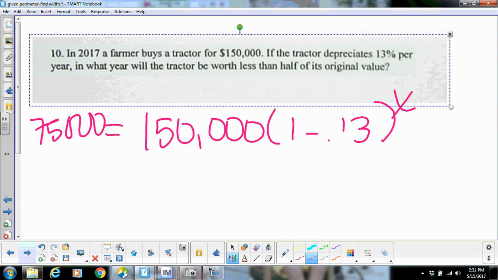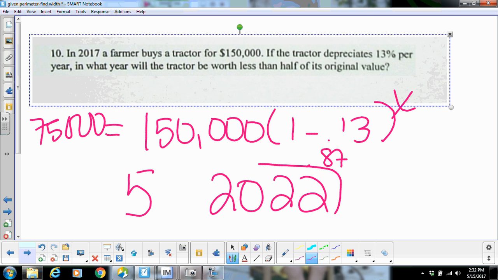So again, we're going to go to y equals, and we're going to type that in, 150,000 times, 1 minus 0.13 is the same thing as 0.87, to the x, second window. Okay, we're going to start at 0, second graph. So less than 75,000 is going to be at 5, but that's 5 years from 2017, so that's going to be 2022.